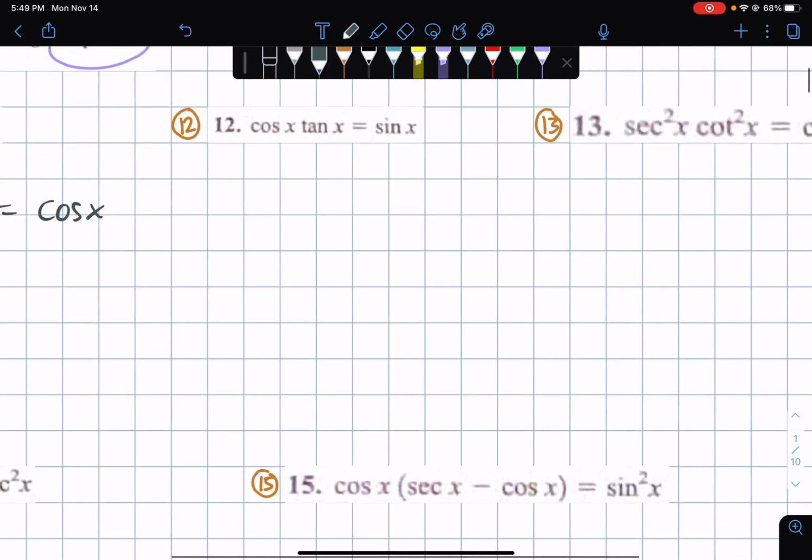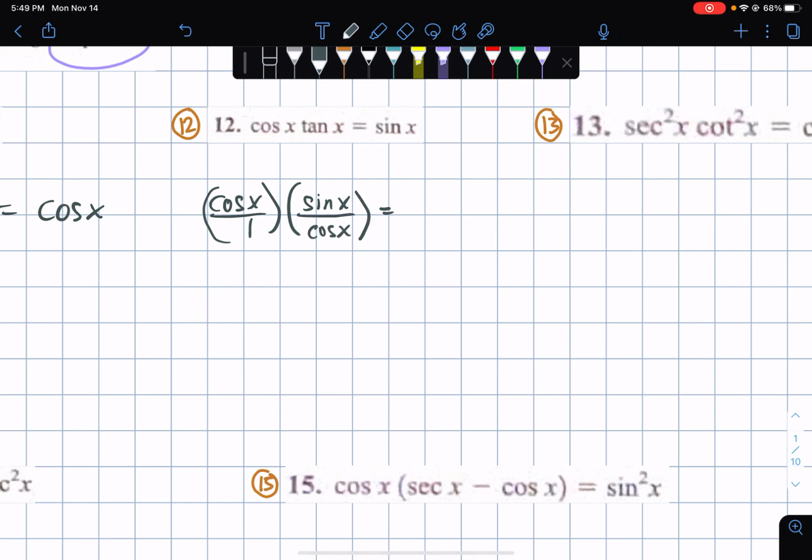Okay, for number 12. So cosine x times tangent x. Tangent is, in other words, sine x over cosine x, which is equal to sine x. So cancel like terms and done. We just verified number 12.